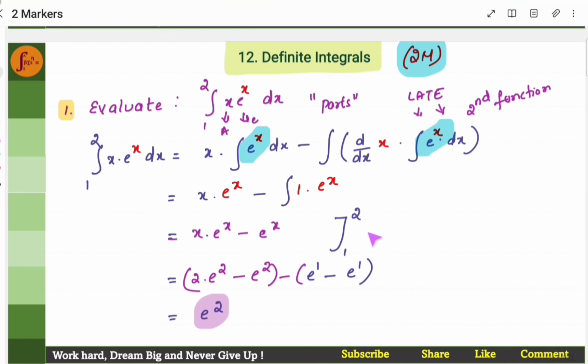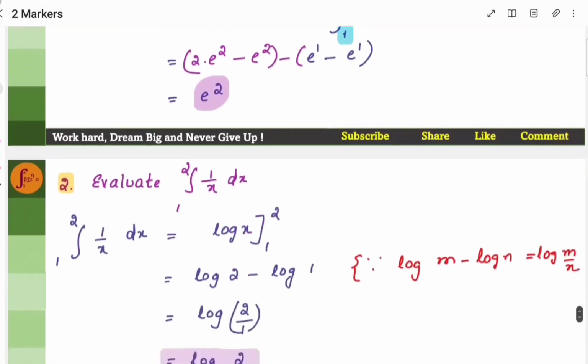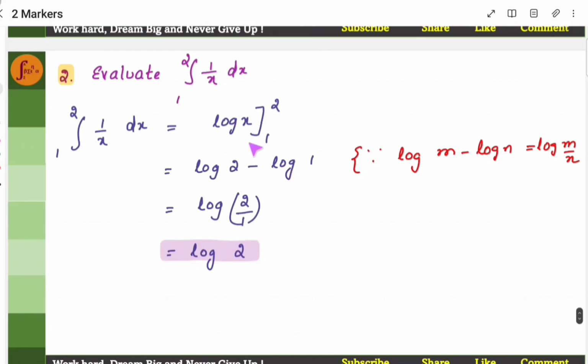Once I get the integral expression, substitute the limits, lower limit and higher limit. So instead of x, you put 2 and then put 1, subtract both and you'll get the answer. This is another problem. The integral of 1 by x is log x, straightforward, substitute. So x as 2, log 2, then x as 1, log 1. Log 2 minus log 1, use the logarithmic property. Log m minus log n is log m by n. So log 2 minus log 1 is log 2 by 1, which is log 2.